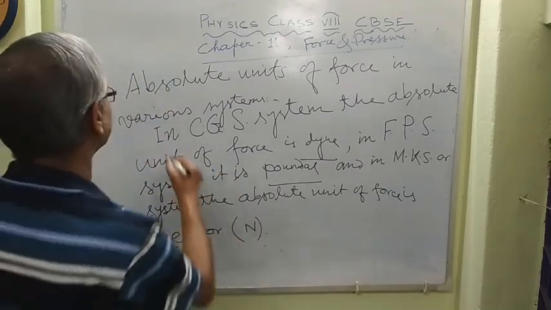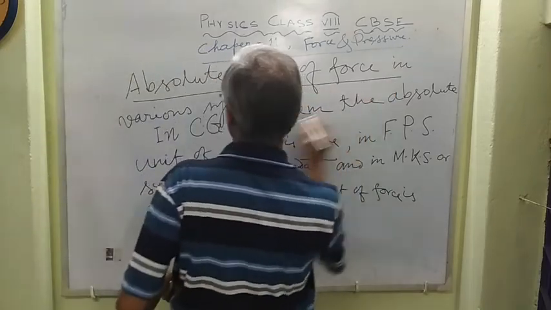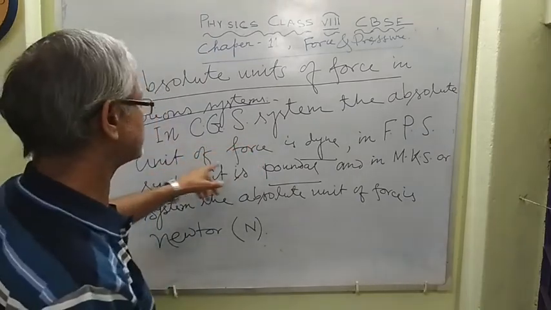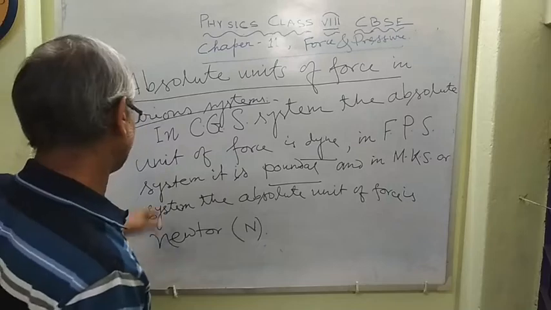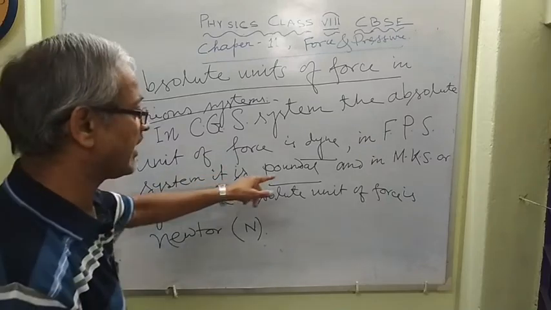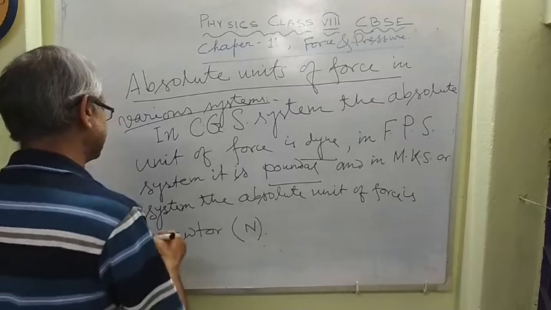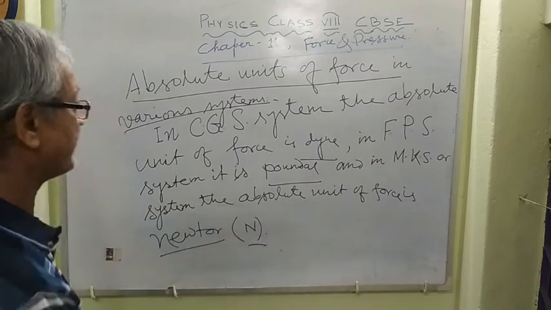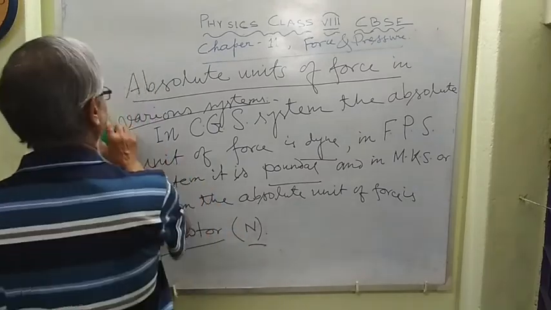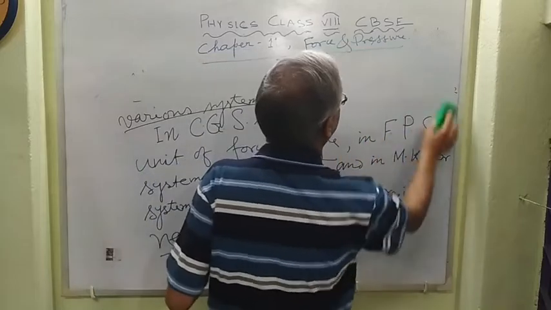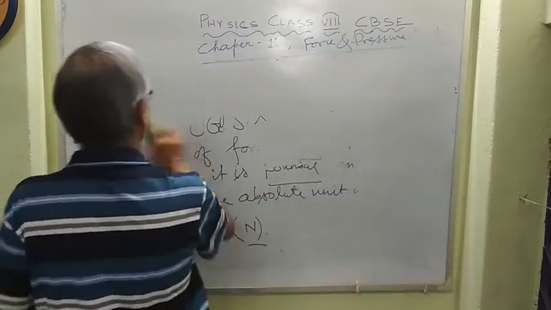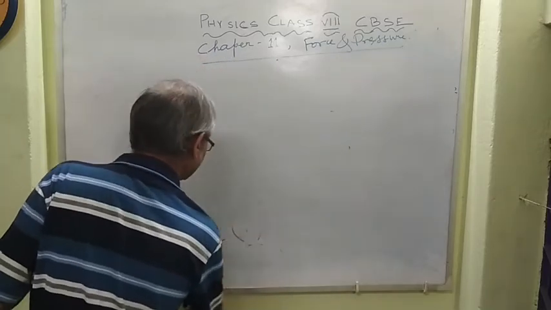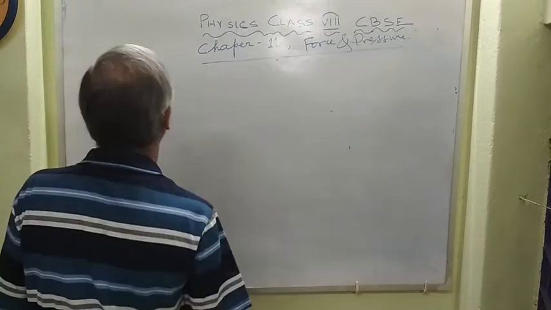Hence, absolute unit of force in various systems: in CGS system, the absolute unit of force is dyne; in FPS system, the unit of force is poundal; and in MKS system, it is Newton, which is denoted by capital N always. Now, we define that. At first, we define the dyne, and then poundal, and ultimately Newton. Newton is very important.